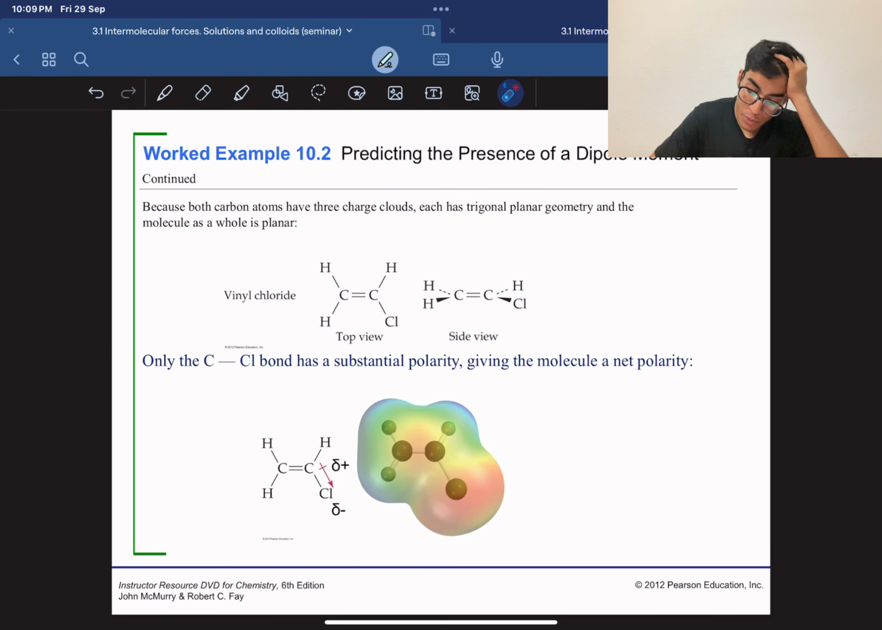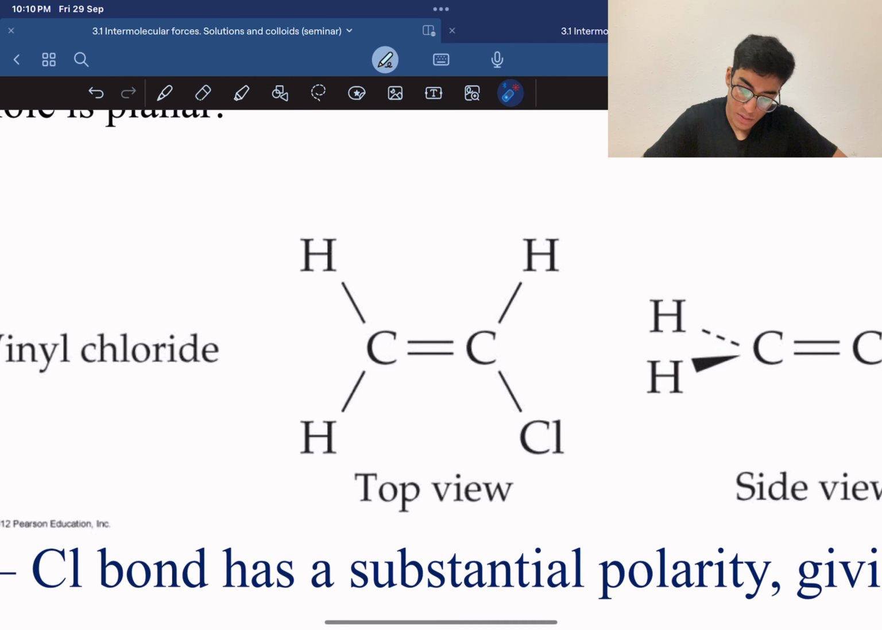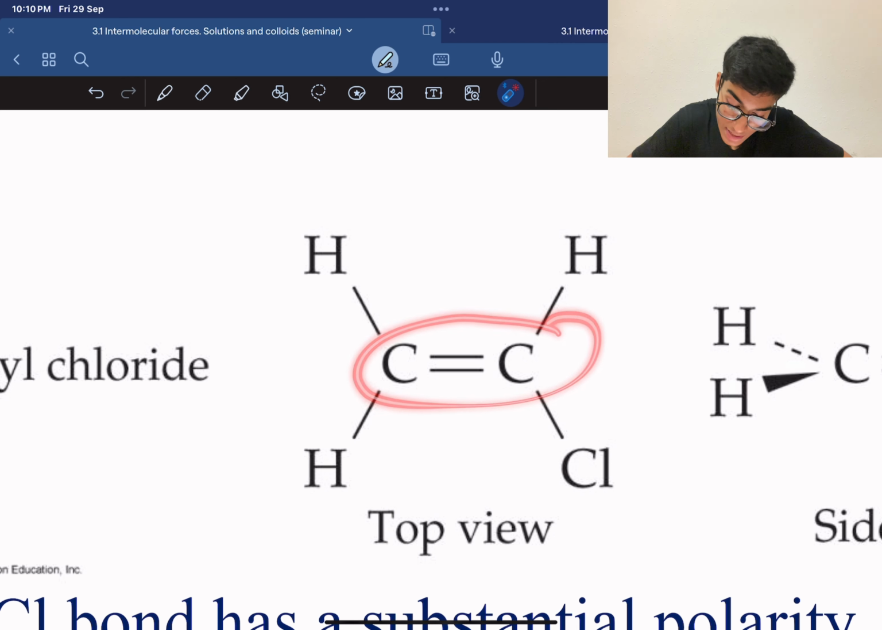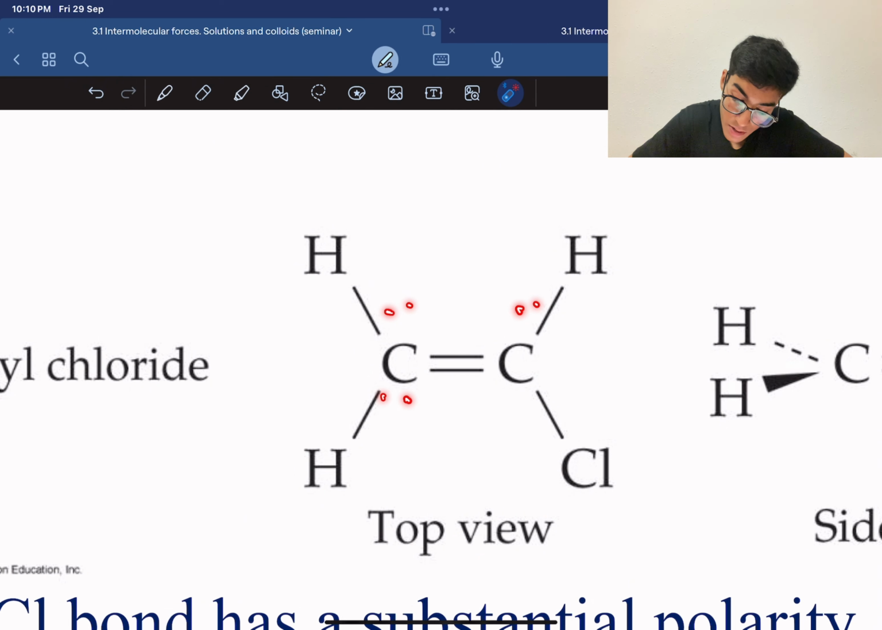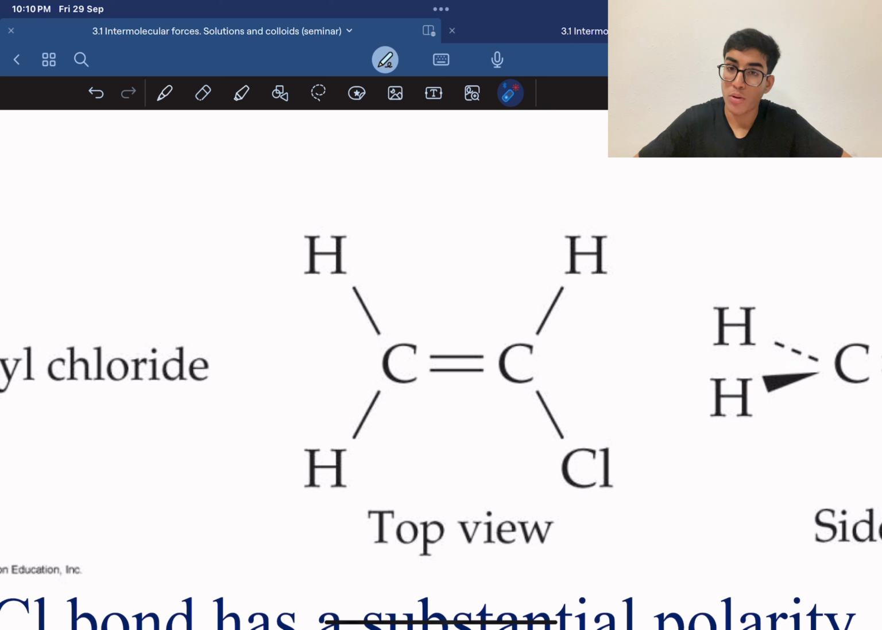Predicting the presence of a dipole moment is very simple, guys. If you have the periodic table, you know electronegativity increases from left to right. Remember when I said in the start, to identify a polar molecule, we know that the central atom does not have a lone pair, and all of the atoms around it should be the same. That will make it non-polar.